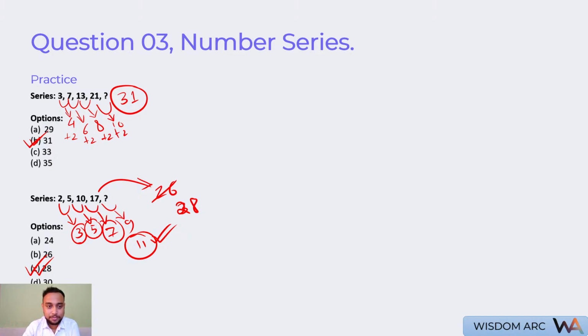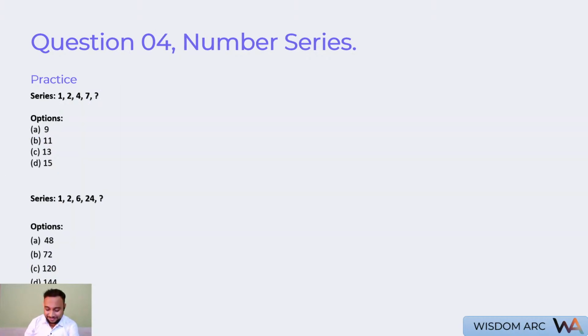Question number 4. Let's see. What is the difference between 1 and 2? 1, obviously 1. What is the difference between 2 and 4? It's 2. 4 and 7, it's 3. See, 1, 2, 3. And next will be 4. So 7 plus 4, 11.